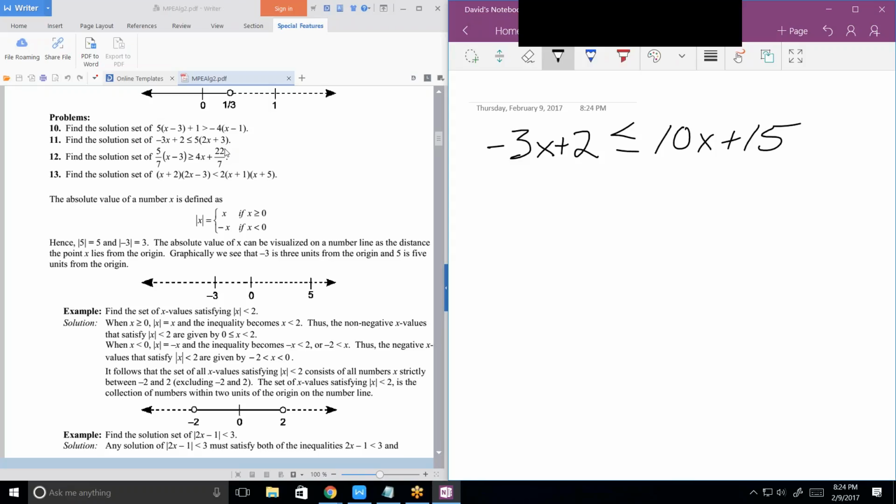Okay. Question. Are you going to be allowed to use a calculator when you take this test? Yes. Okay, good. All right, next line.